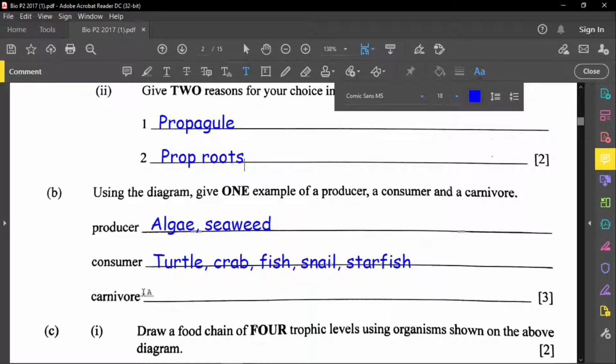Now the carnivore. A carnivore is any organism that eats another animal. So animal eating animal, all right, or animal eating meat.